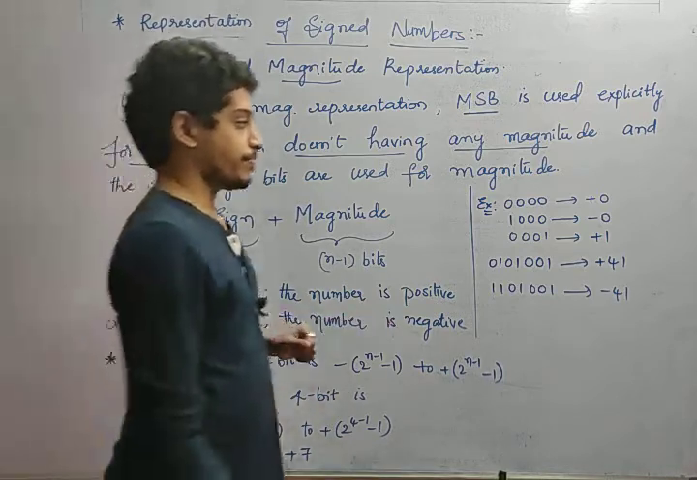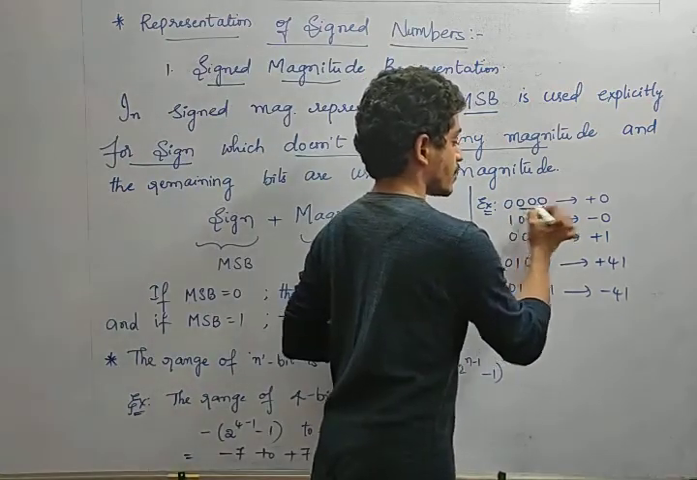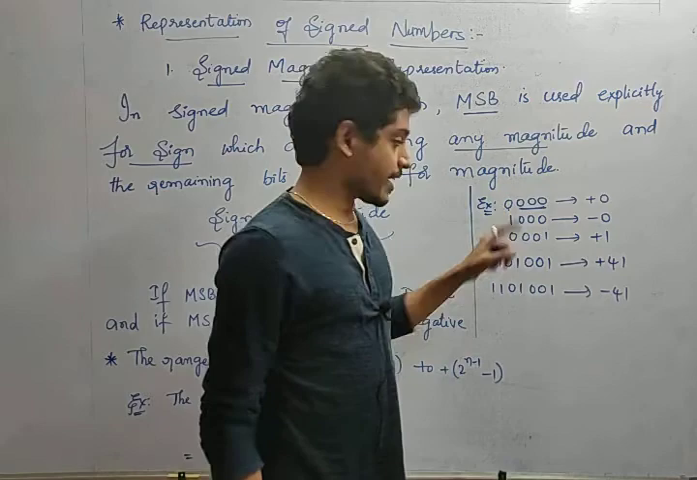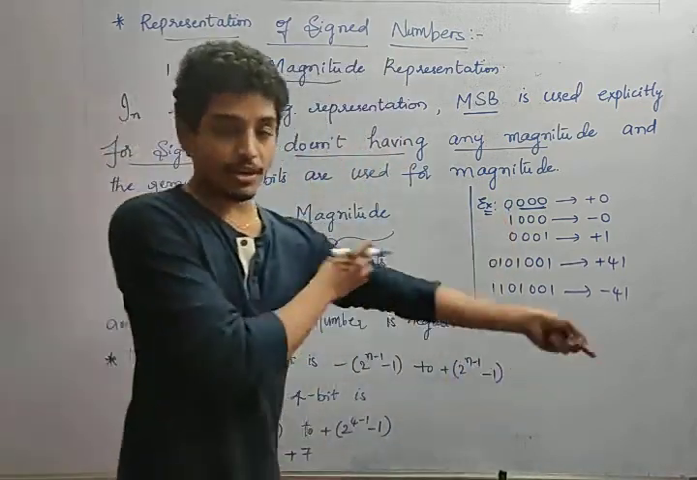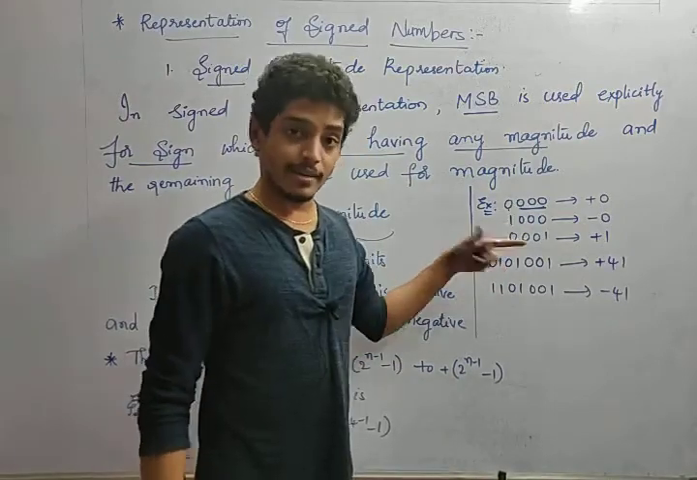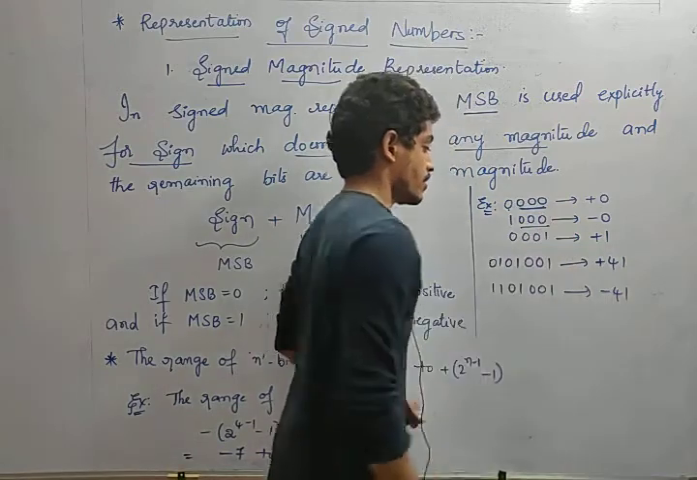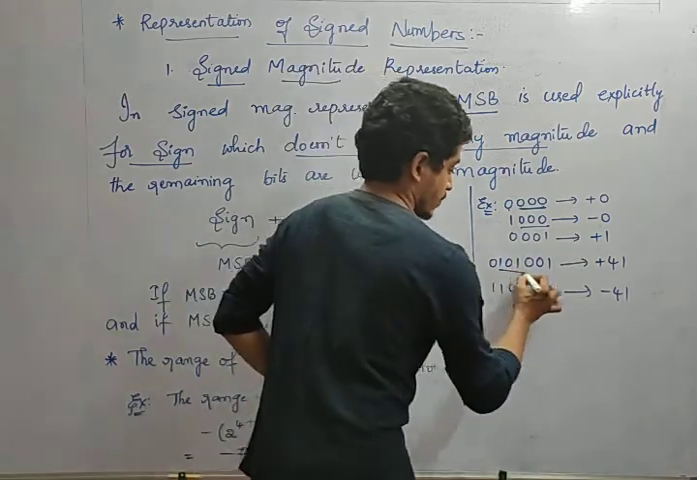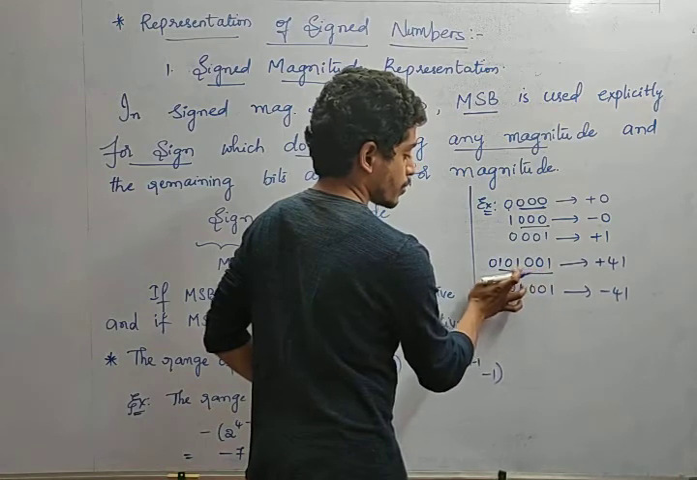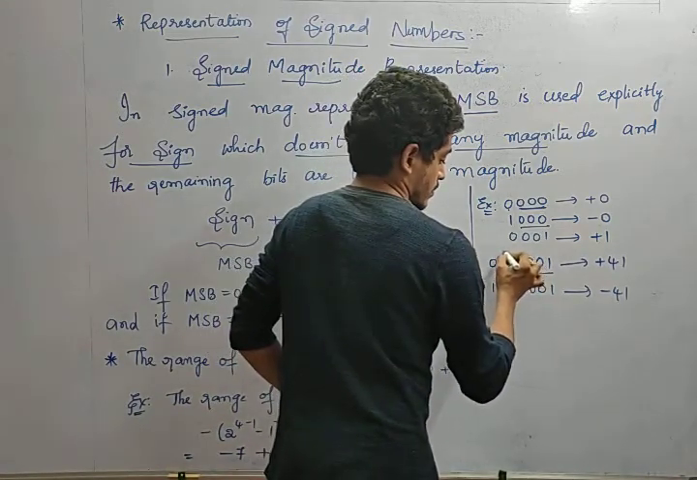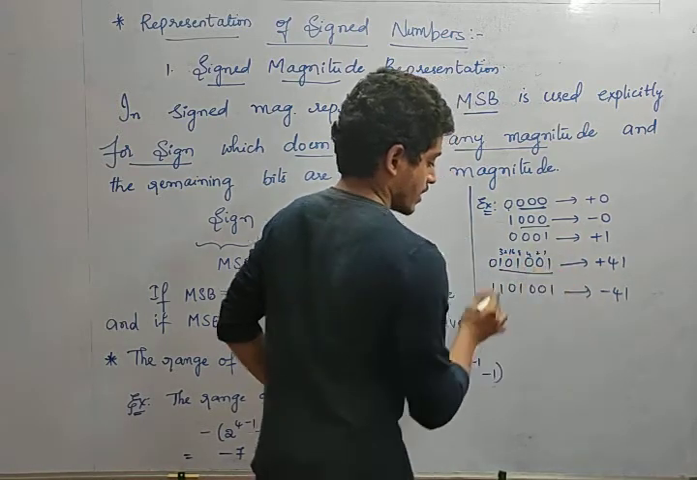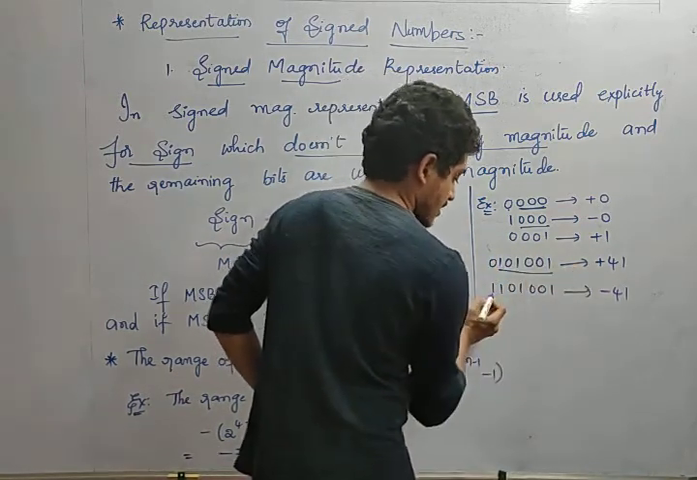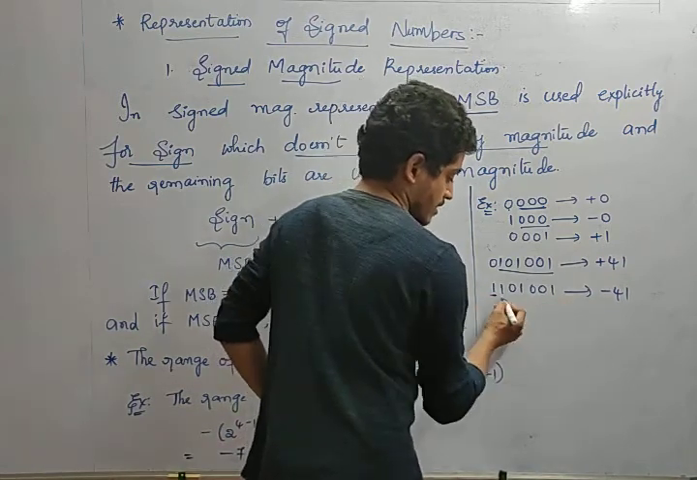Friends, see for example, here 0, 0, 0, 0. These three represent the magnitude of the number, and this is the LSB and this is the MSB. The MSB represents sign, so 0 is there. If the MSB is 0, the number is positive, so plus 0. If the MSB is 1, the number is negative, so minus 0. So this is 0, 0, 0, 1, that is nothing but plus 1. Next here, this value is nothing but 41, friends. If you calculate 2 power 0, 2 power 1, 2 square, 2 cube, 2 power 4, 2 power 5, that is nothing but 32, 16, 8, 4, 2, 1. So 32 plus 8 is 40, 40 plus 1 is 41. So plus 41, and here this MSB bit represents sign, that is minus, and with the same digits, minus 41.